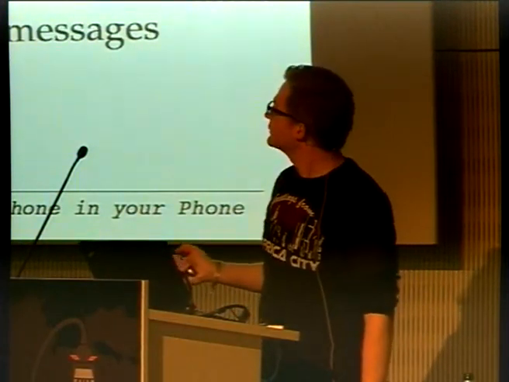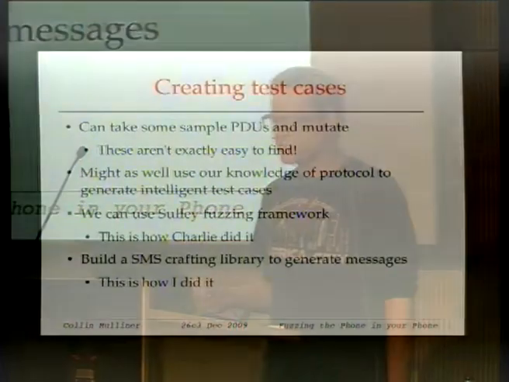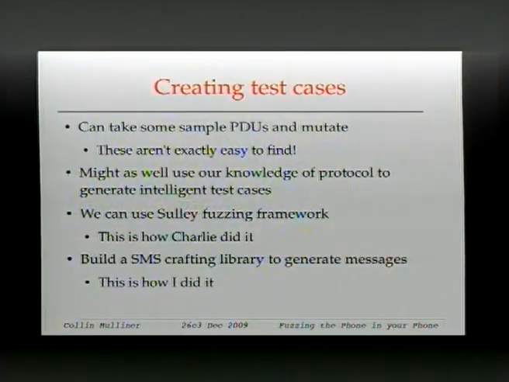So again, this was a group team project. Charlie went for using Sully, which is a nice Python framework to do some generation and mutation, and I built this crafting library. So I will mostly talk about crafting.